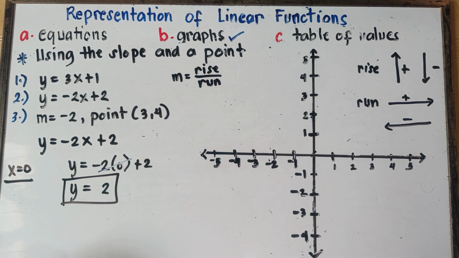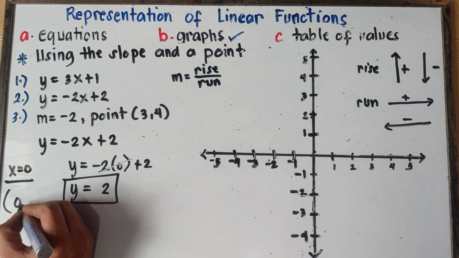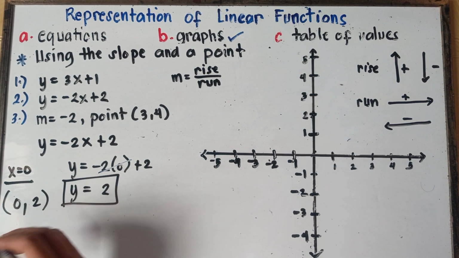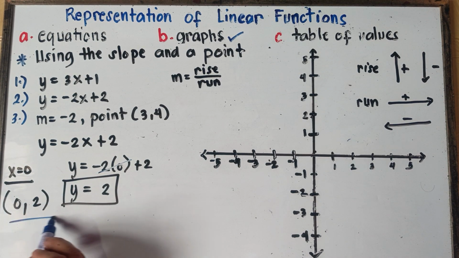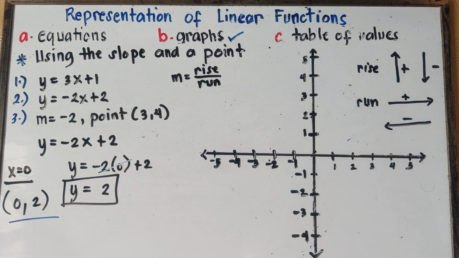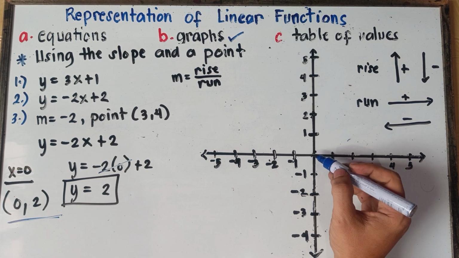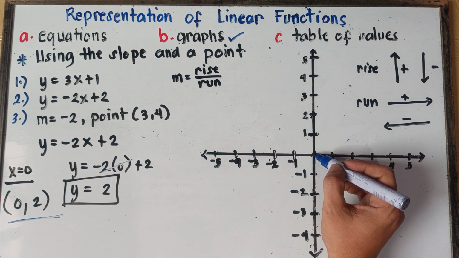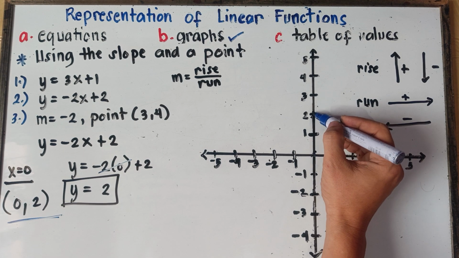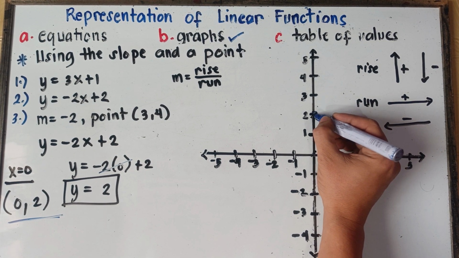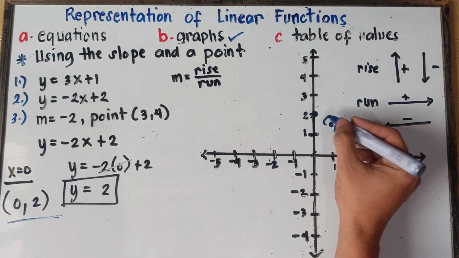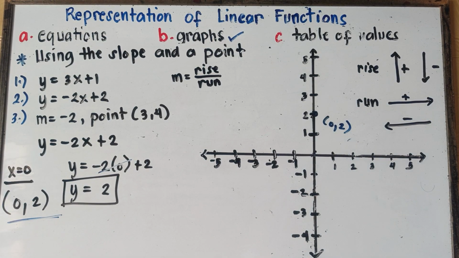Alright, so therefore our first ordered pair, if x is 0, y is +2. Now, where is that one, class? On the Cartesian plane. 0 for x, starting from the origin, and then y is +2. This one right here.